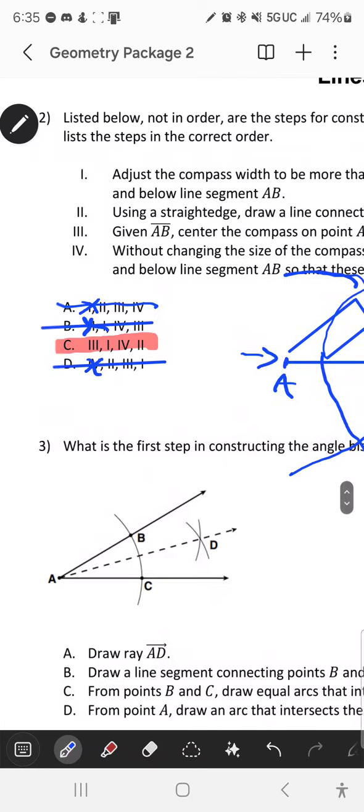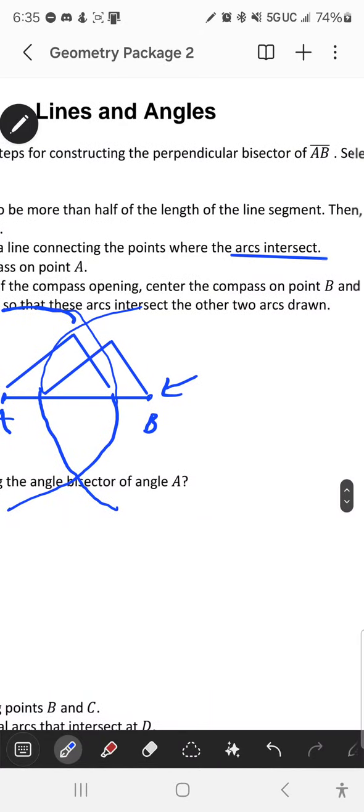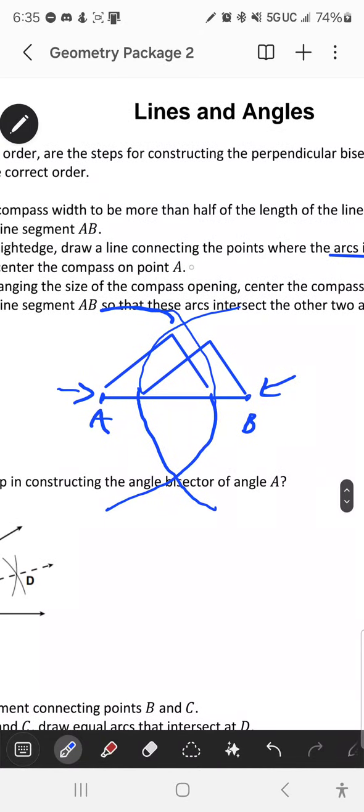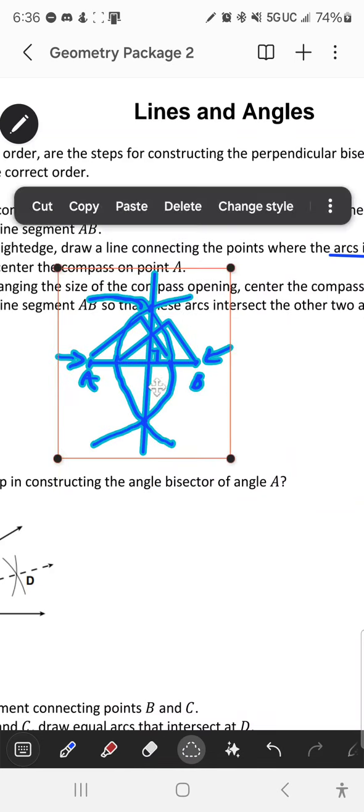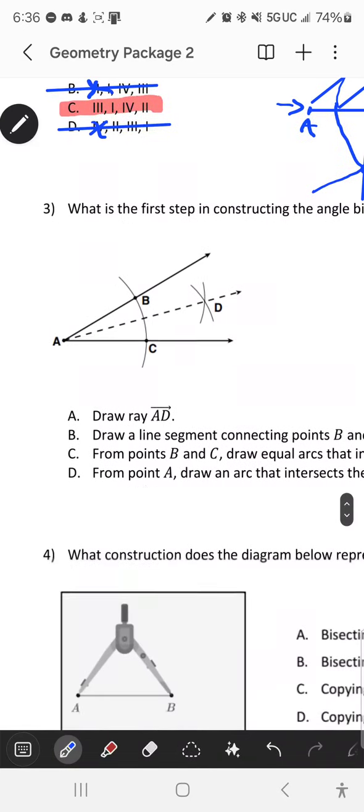And then 2, using a straight edge, draw a line connecting the points where the arcs intersect. So it will be, okay, this point and this point. So we do this, and that's the perpendicular bisector. Supposedly, remember, I don't have a compass here, so I'm just doing everything by hand. So this is how it works. And yeah, it does make sense. It does work.